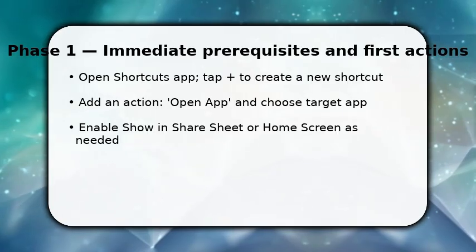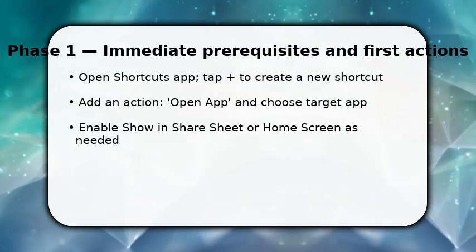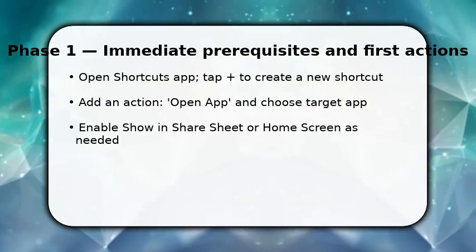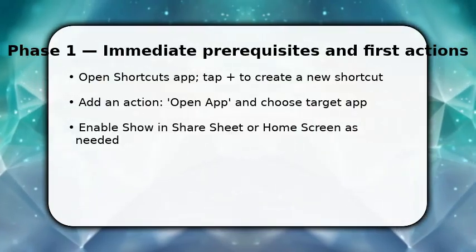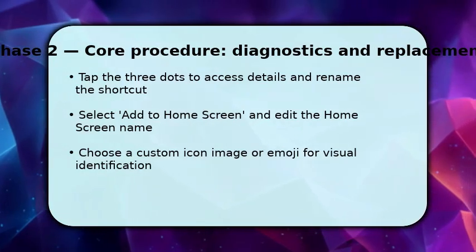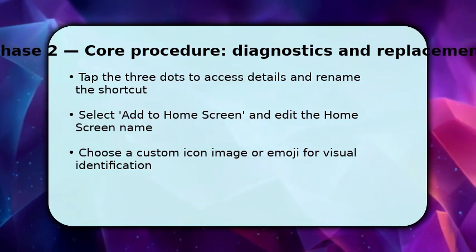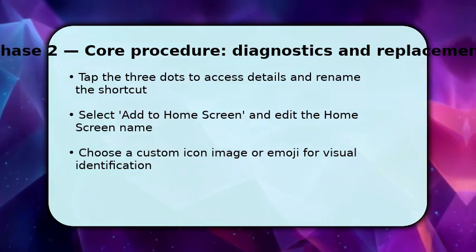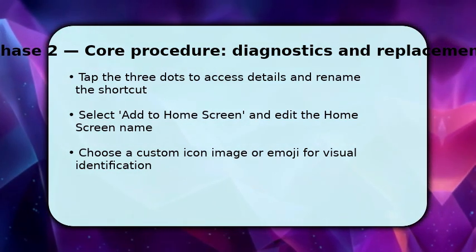access it directly. Make sure to grant any permissions if prompted, since that allows the shortcut to launch the app without additional prompts. You now tap the three-dot menu to reach shortcut details and type the new name you want. This is what shows on the home screen. Then choose Add to Home Screen.